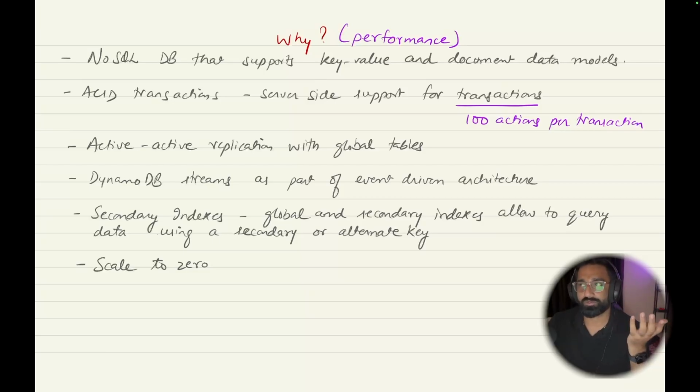Because it's a database, you could need to be updating multiple tables or multiple items in one go on one API call. So ACID transactions are also supported on DynamoDB. You can perform a maximum of 100 actions per transaction, and there is active-to-active replication with global tables. Global tables is another feature in DynamoDB where you would have more availability across your regions.